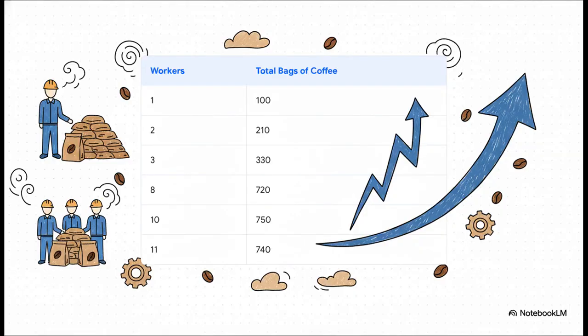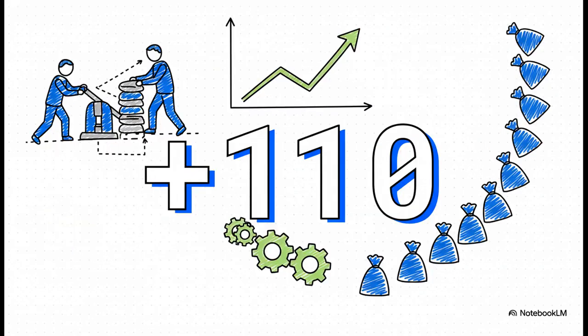So, one worker, they can roast 100 bags. Okay, you bring in a second worker, and together they get 210 bags. Now look. The total is obviously going up, which is great, but the real story here, the thing you have to pay attention to, is how much extra you get with each new person, because that second worker, they didn't just add another 100 bags. No, they added 110 bags. That is more than the first person did on their own.